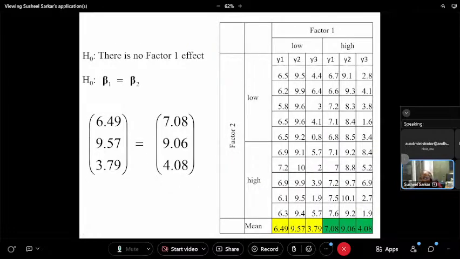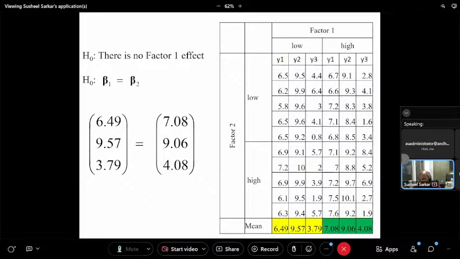So, what will be our first null hypothesis? There is no factor 1 effect, meaning the low and high levels are equal. When we set our data like this and compute the means of y1, y2, y3 for factor 1 at the low level, they are 6.49, 9.57, 3.79. I have written the vector here, and for the second level, which we denote as high, these are the means. What we actually want to test here is the equality of these two vectors.